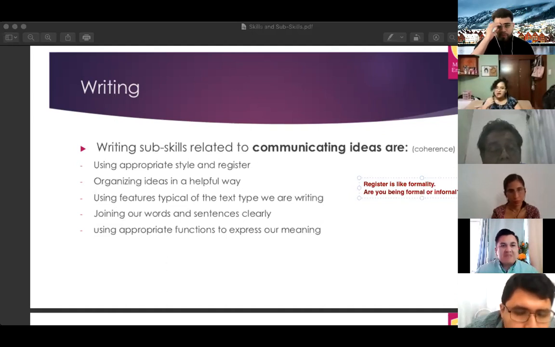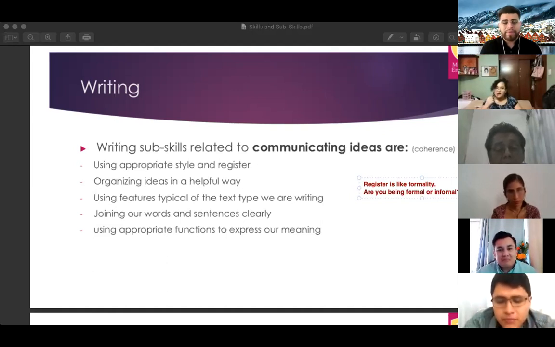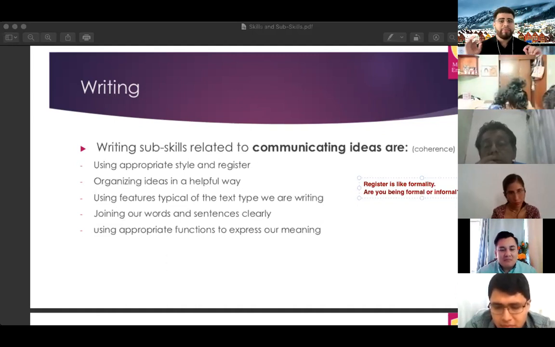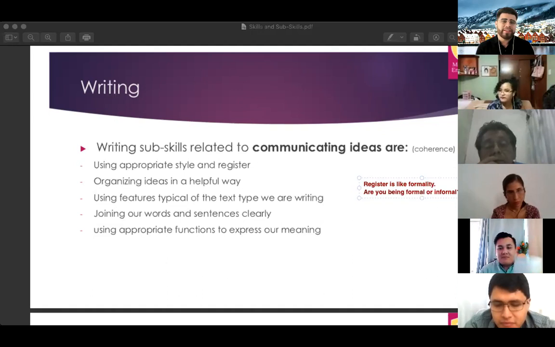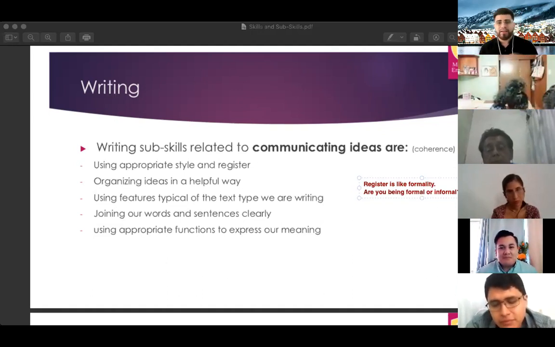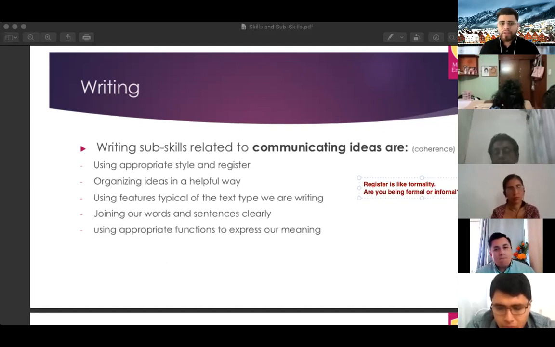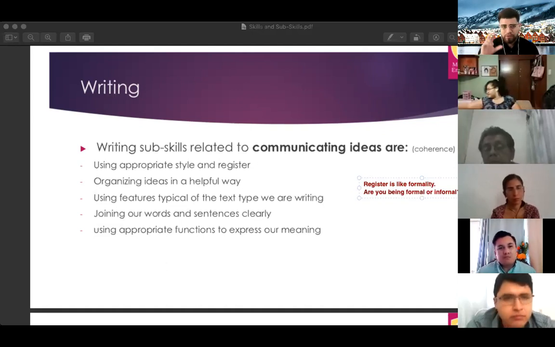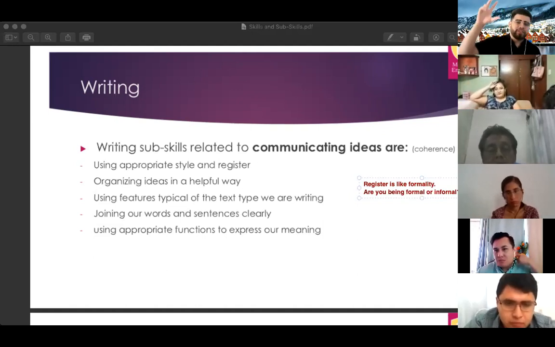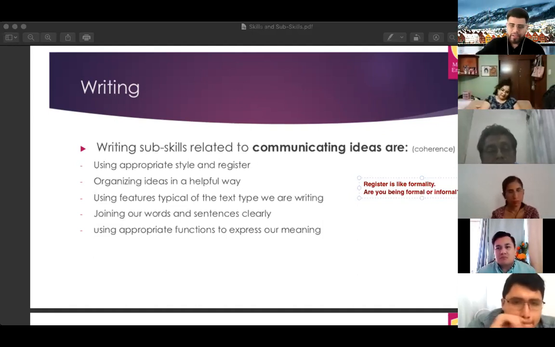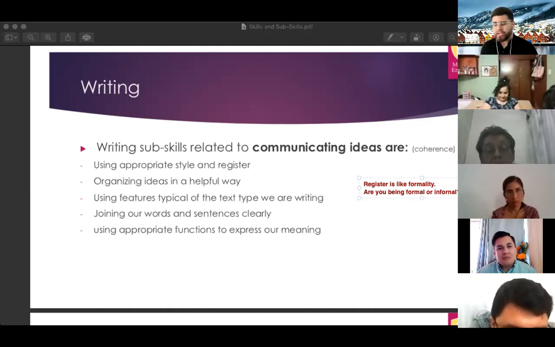Now, it's important to work on both types of sub skills, the accuracy and then the communicating ideas part. I have had students who are really good at the grammar, but when you read their stories, they don't make any sense. They're talking about one thing and then another thing, and another thing. They're not communicating their ideas well. So it's important to focus on communicating ideas one day and on accuracy the other. It all depends on your students and the objective. All right, can I move on?